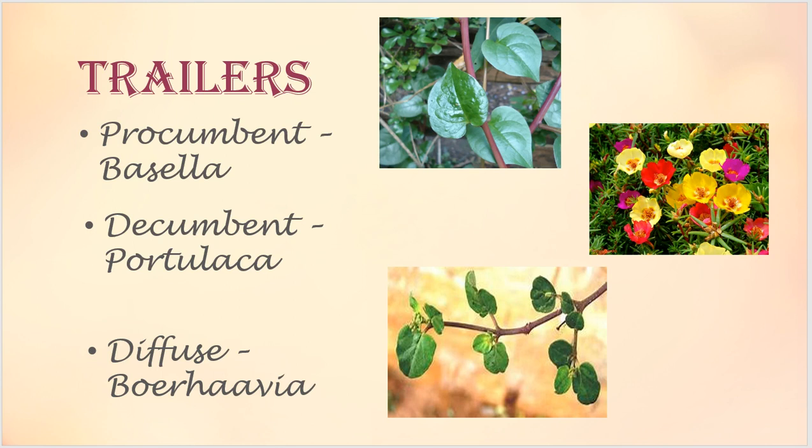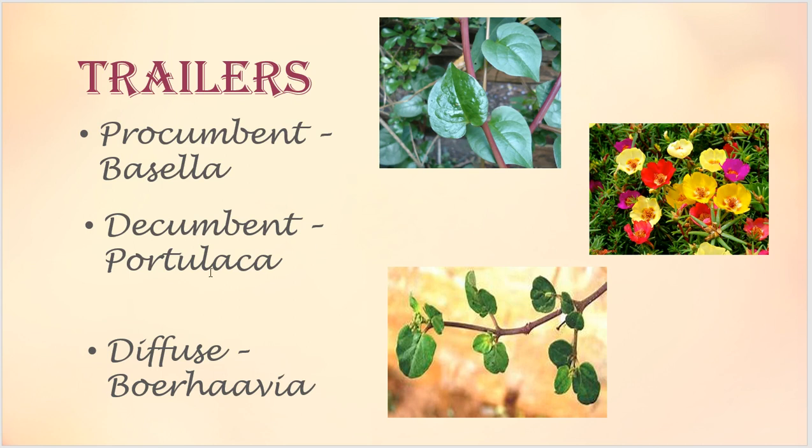Again, based on their appearance and their mode of existence, we are dividing them into three major types. The first one is procumbent. Procumbent type of trailers always lie flat. The best known example for procumbent type of plant is Basella. This is the normal Indian spinach, or Malabar spinach. So Basella is a common example for procumbent type of trailer.